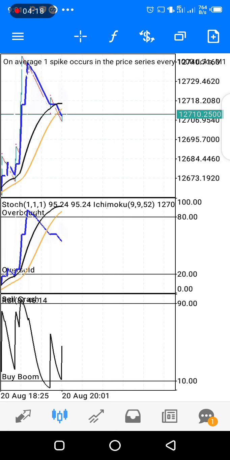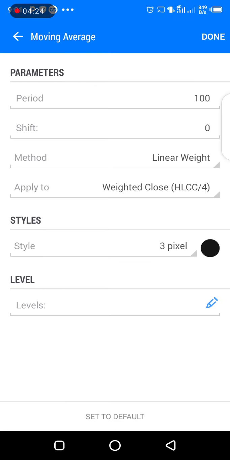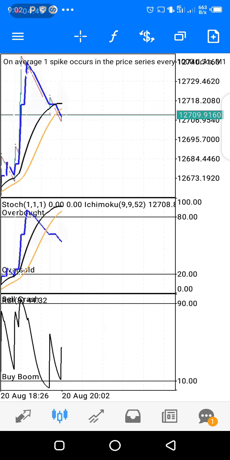Then the next thing, you take your first moving average for your indicator window 1. The first moving average will have the same parameters as what you did on the main chart, which is period 100, shift 0, method linear weighted, and applied to weighted close. The size is 3 pixel. There are no levels. All right, so you click done.